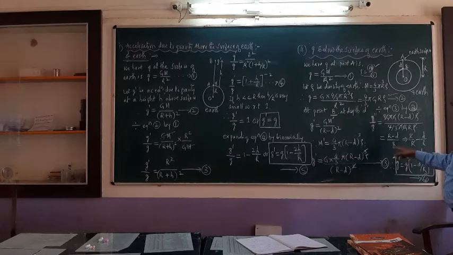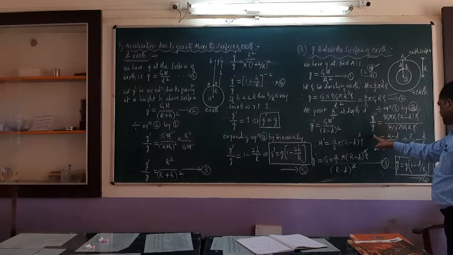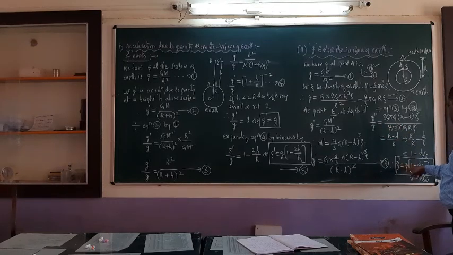Therefore, g dash by g is 1 minus d by r. If you take g to this side, it becomes multiplication, so g dash is equal to g into (1 minus d by r). This is the final expression, equation number 4. It is the final expression for the acceleration due to gravity at a depth.